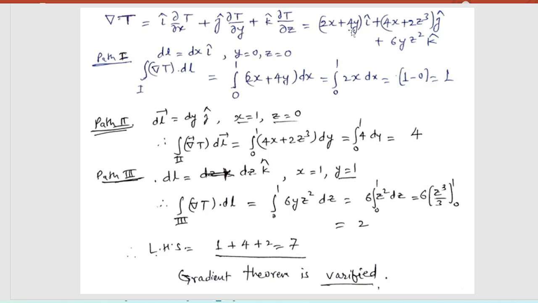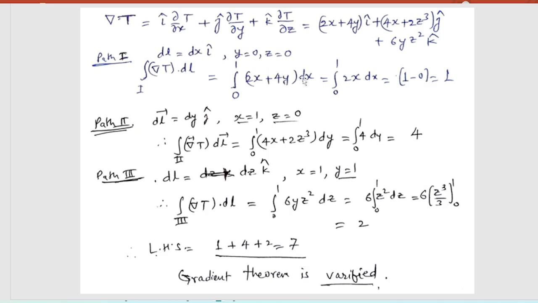Del T means, this was the function del T, and if you put y equal to 0 and z equal to 0 in this function, then we will have 2x plus 4y, and with x cap only, because other things will give us 0.